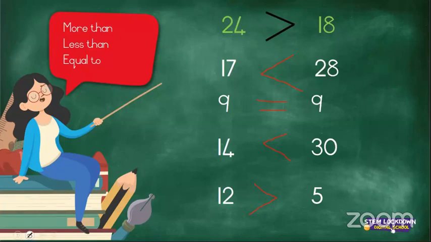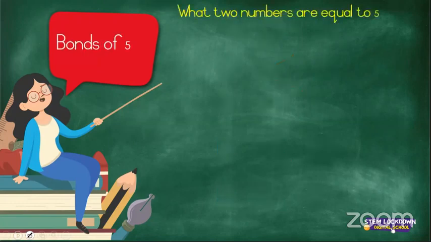Good. All right. Let's go and move on to bonds of 5. What two numbers are equal to 5? Do you think you can do that? Yes. Excellent. So what two numbers are equal to 5? Let's go have a look.